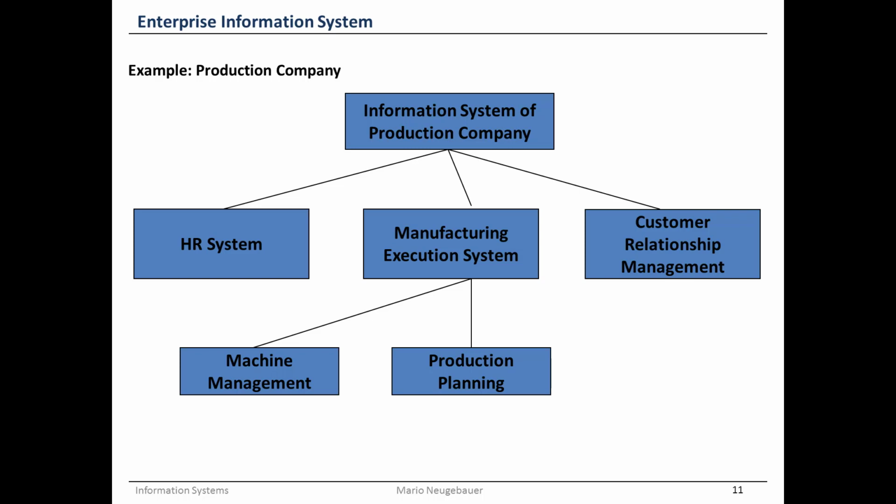for sure has some employees. That's why the production company needs an HR system, a human resources system, where you can manage the human resources, manage the employees. Then there's a customer relationship management. That means that, of course, you want to target some customers. You want to maintain your relation with the customer.